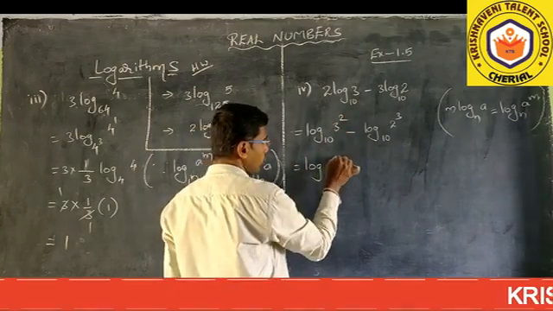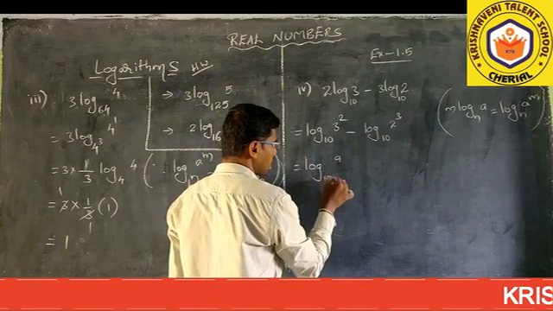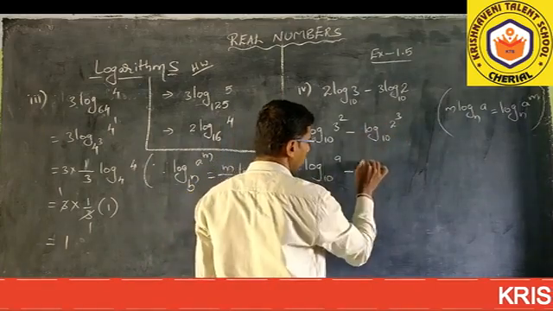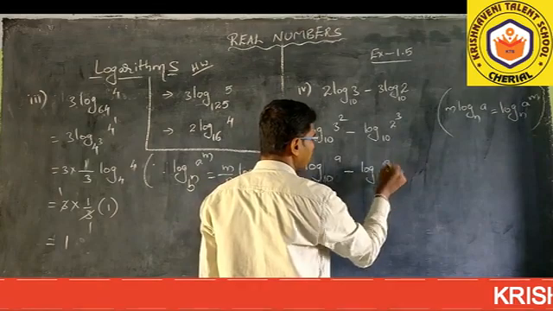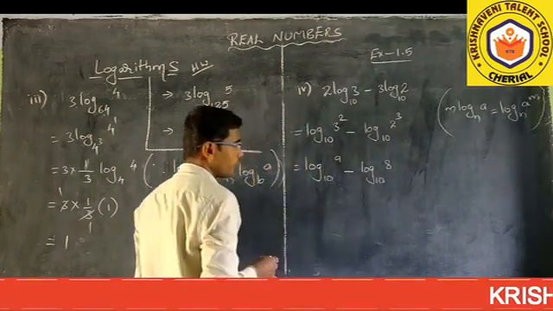3 square value, how much will you get now? 9 to the base 10 minus 2 cube value, which equals 8 to the base 10.